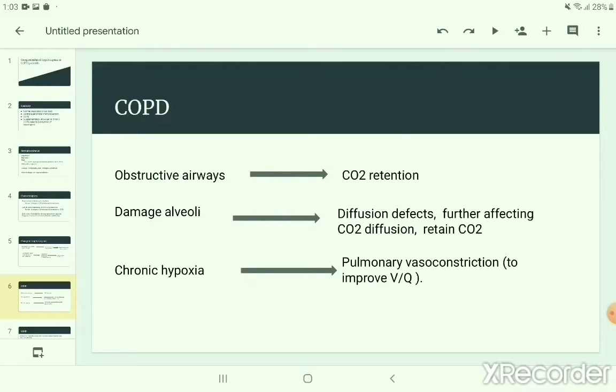So the carbon dioxide level in the blood increases, and because of this damage, there is chronic hypoxia in the patient. In response to chronic hypoxia, we know that the pulmonary vessels constrict, and this pulmonary vessel constriction is actually a compensation to divert the blood from the damaged alveoli, or damaged part of the lung, into the well ventilated areas of the lung in order to improve the ventilation perfusion ratio.